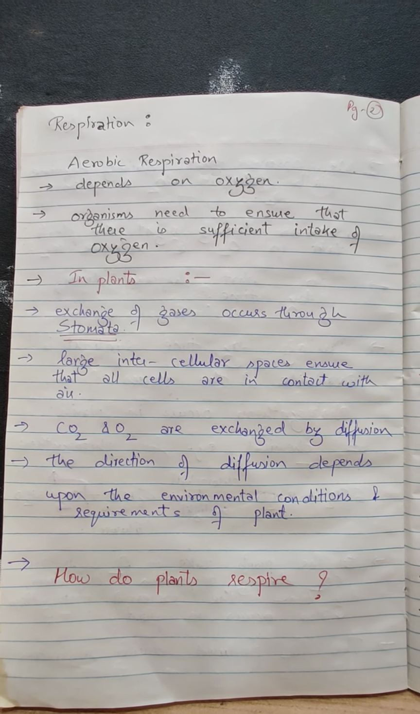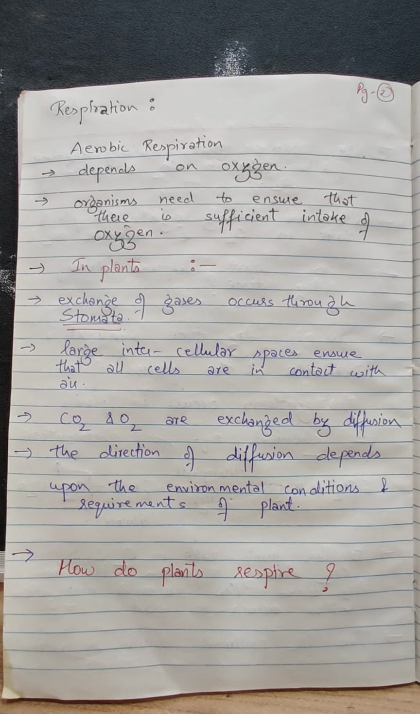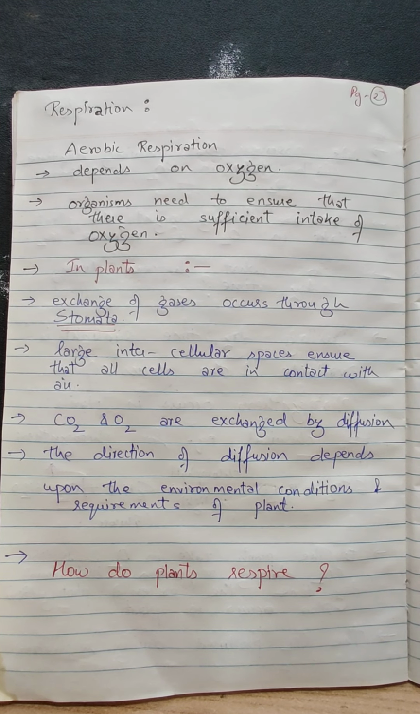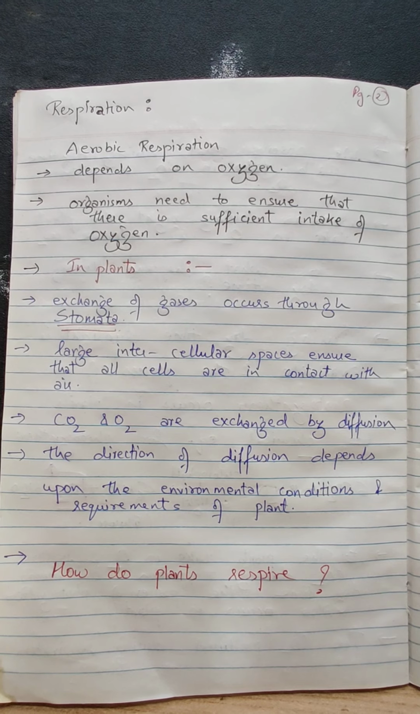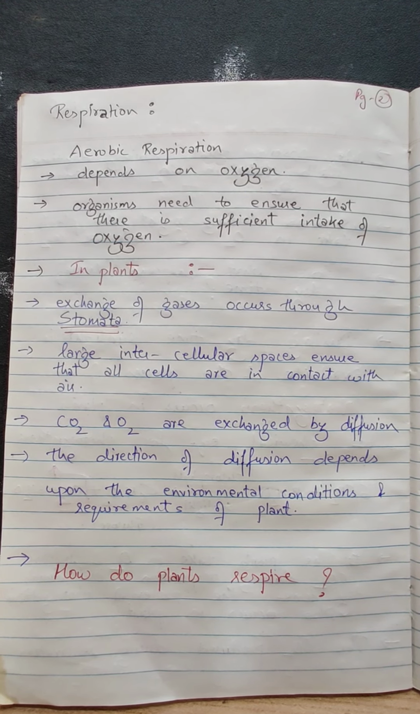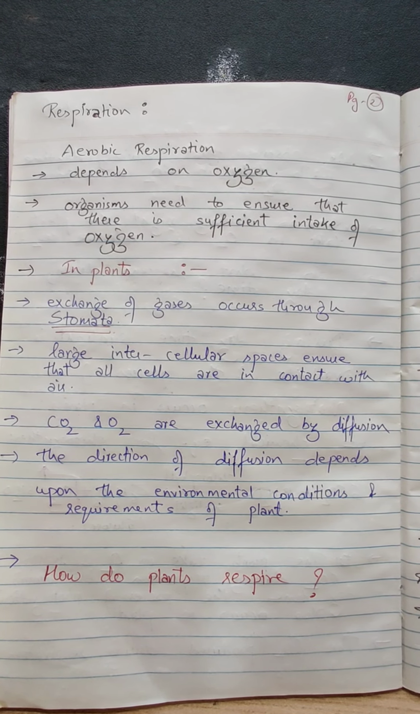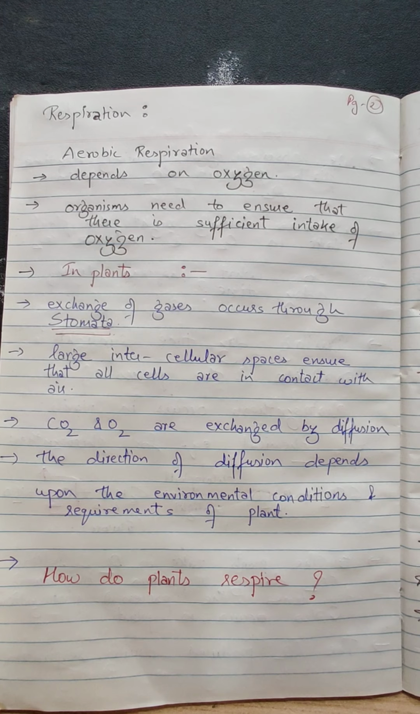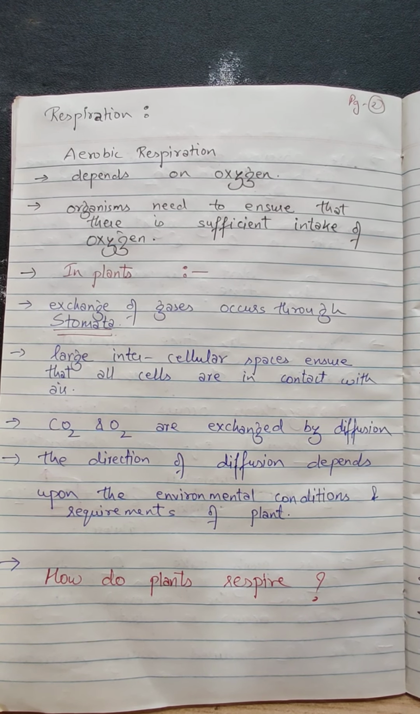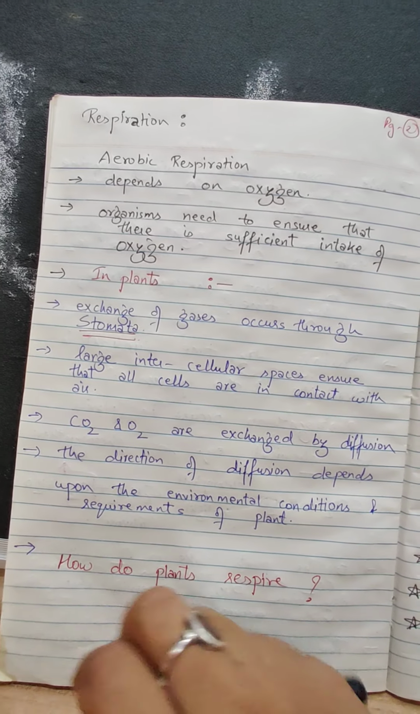So before starting with respiration in plants, I would like to ask you, how do plants respire? Most of you might have heard that plants take in carbon dioxide during daytime and release oxygen, whereas during night, they take in oxygen and release CO2. So what is the reason behind it? We are going to see about it.